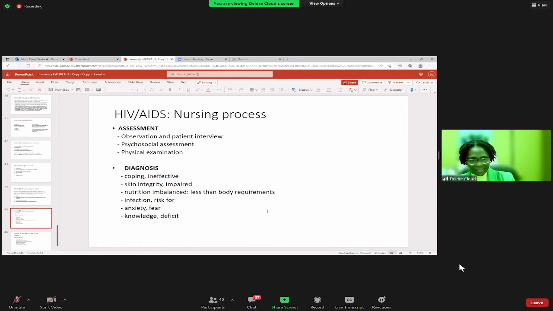So nursing process, the assessments, of course, we're gonna observe and do a patient interview. And if you are working somewhere where you're in contact with young people who sometimes could be promiscuous and not safe when having sex, we want to make sure that we're talking to them about safe sex. We want to make sure that we're talking to anybody who is in at-risk populations about getting tested, and also looking for those cues that maybe they need to get tested.